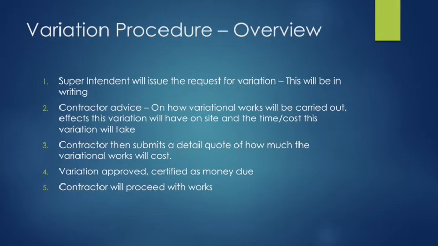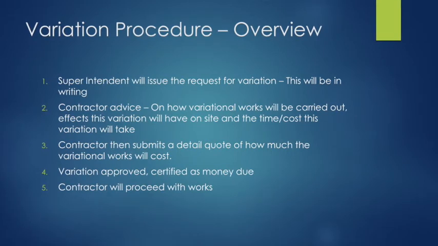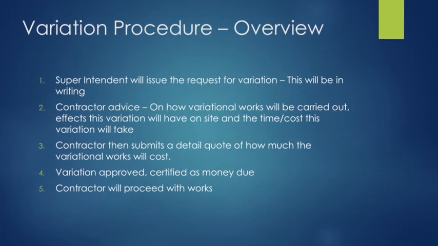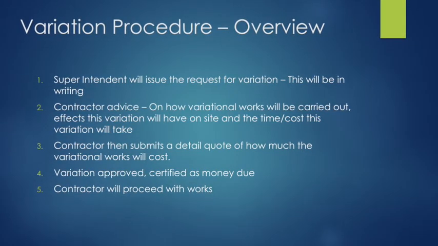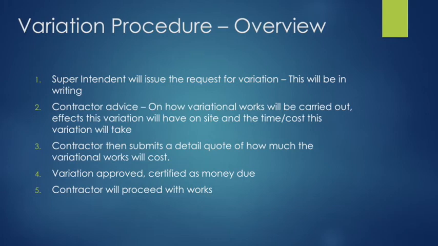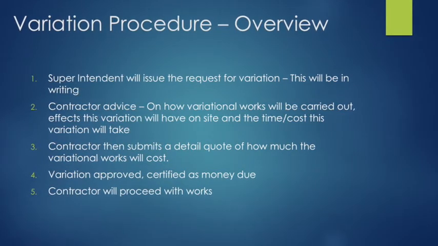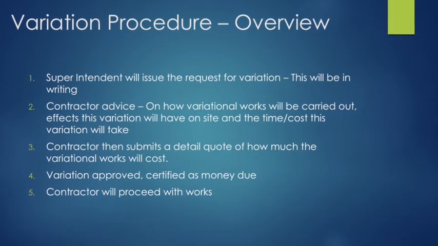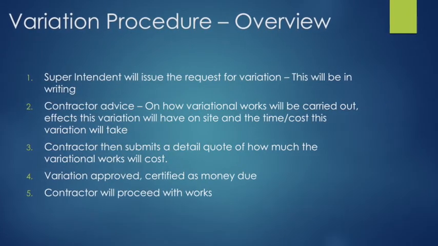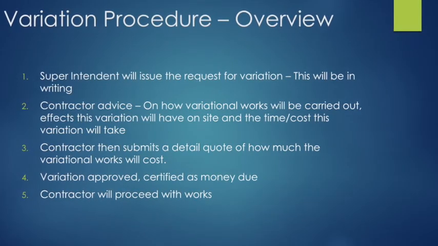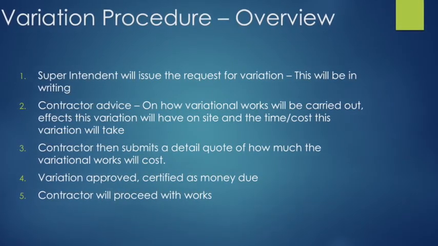Here is a quick overview of the 5 key stages that are associated with the variation process. Firstly, the superintendent will issue the request for the variation. This request has to be in writing, and that is very important. Secondly is the contractor advice. This is advice on how the variation will be carried out. It will include things such as the effects the variation will have on the site, alongside with the time and cost of the variation. Thirdly, the contractor then submits a detailed quote of how much the variation will actually cost.